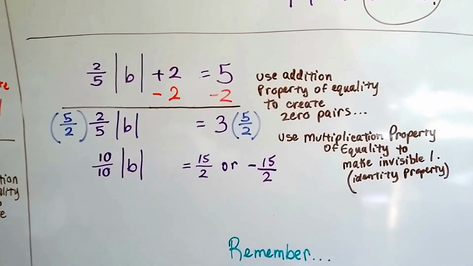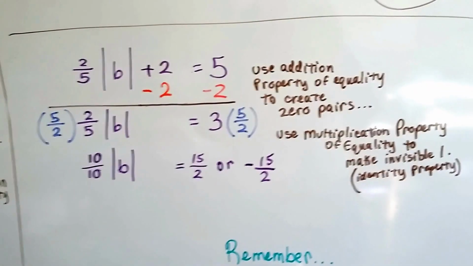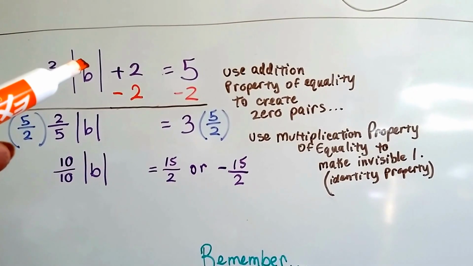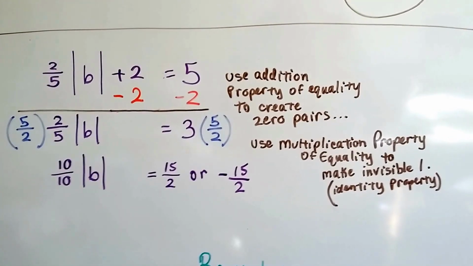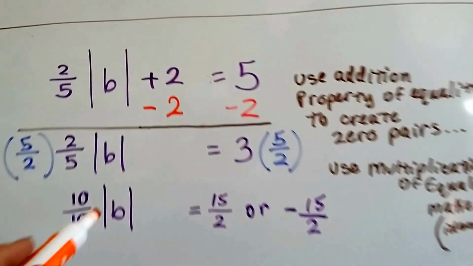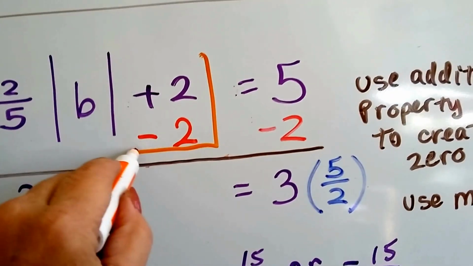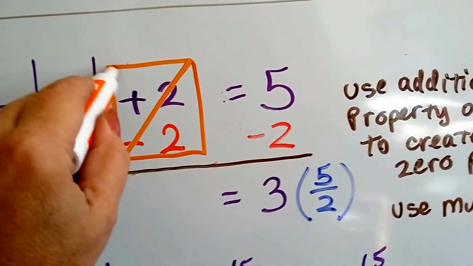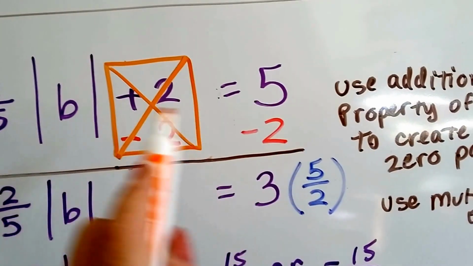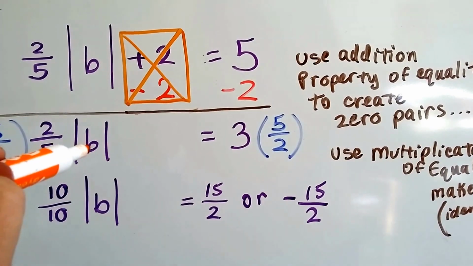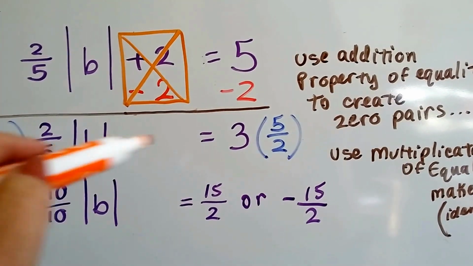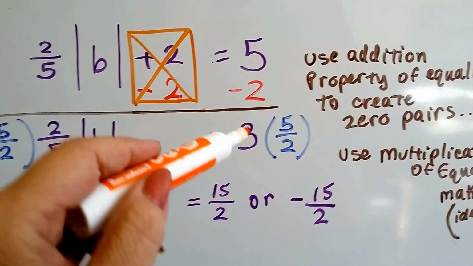What about this one? It's got a fraction. We've got 2/5 times the absolute value of b plus 2 equals 5. We can use the addition property of equality to create a 0 pair right here, can't we? We can take away 2 from each side of the equal sign, and that's going to give us 2/5 times the absolute value of b equals 5 take away 2 is 3.